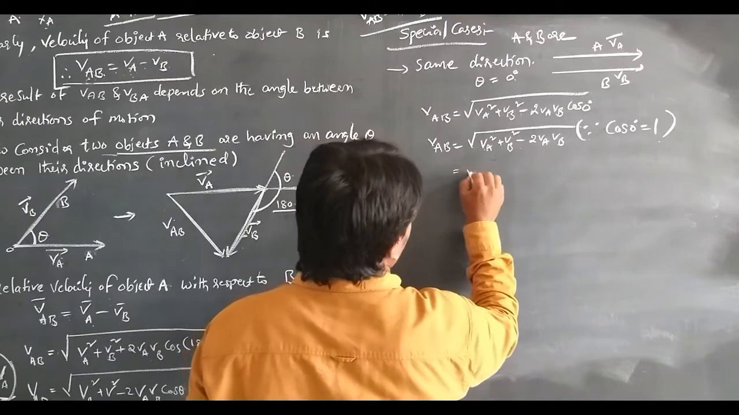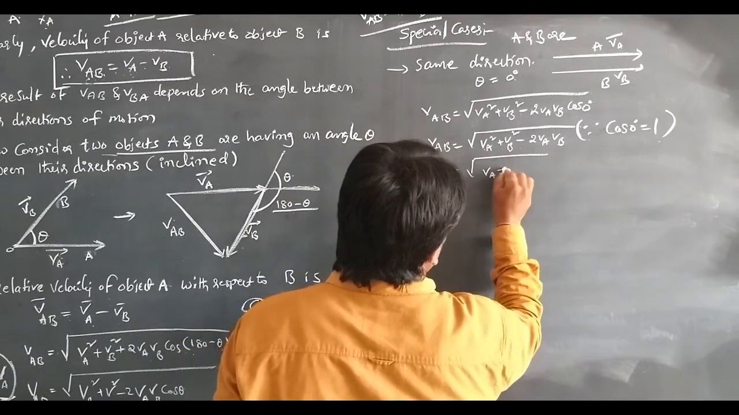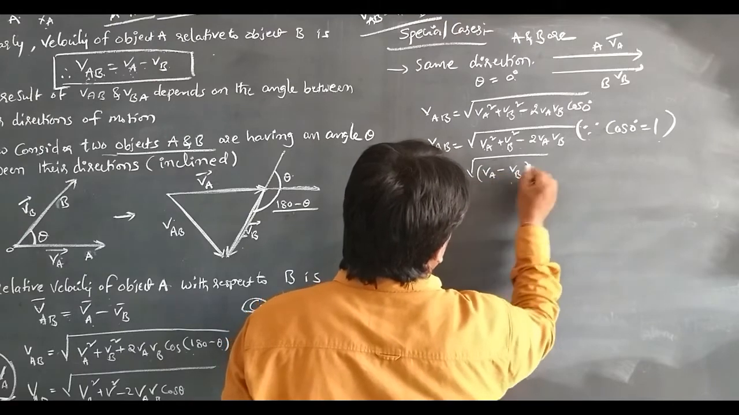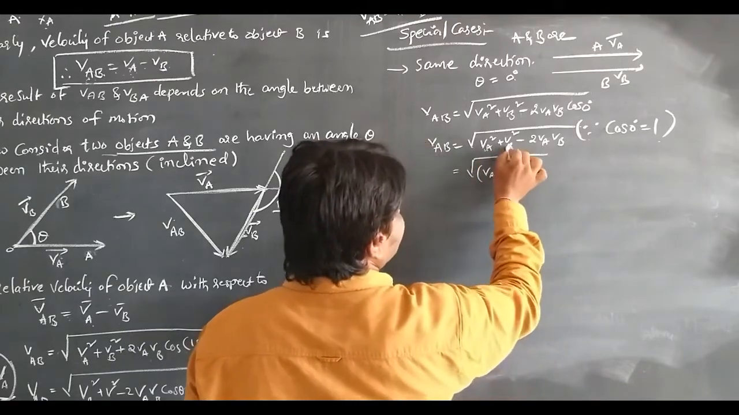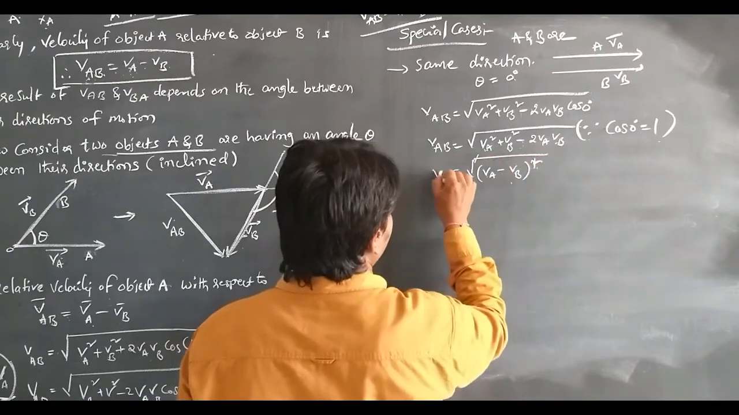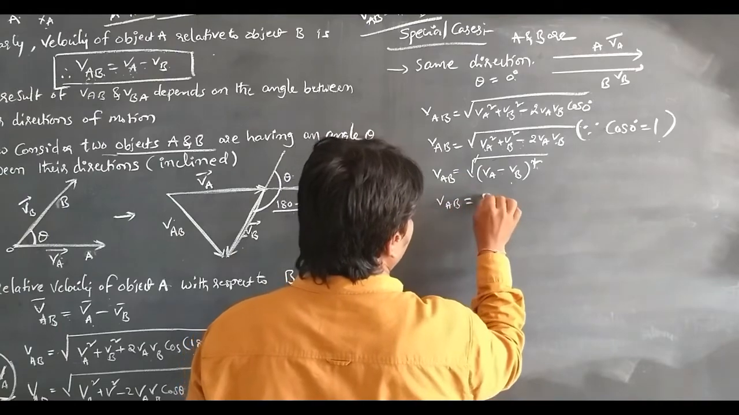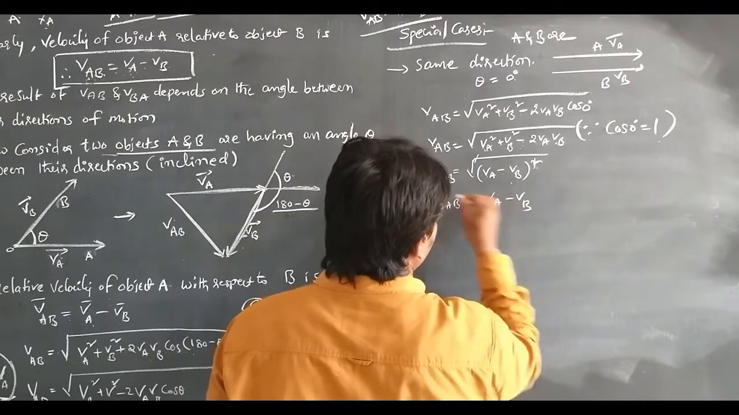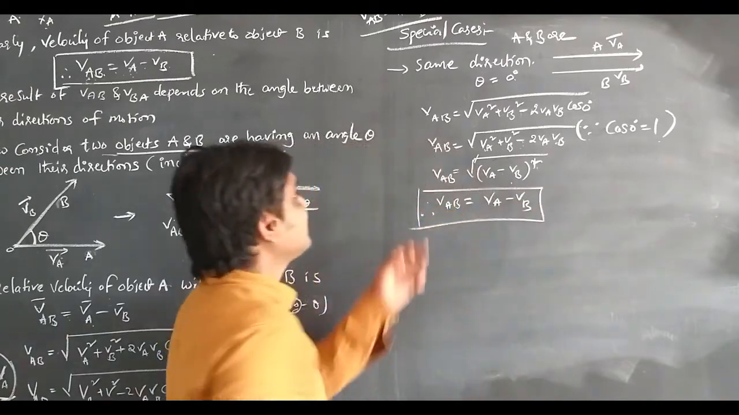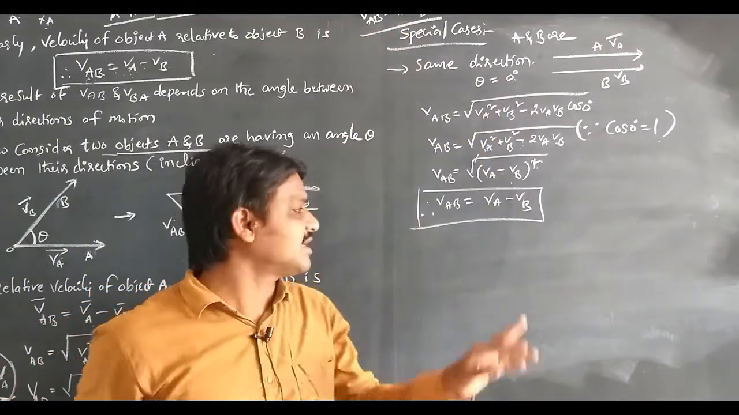So like that we are writing the root of (Va minus Vb) whole square, that is A square plus B square minus 2AB, like that (A minus B) whole square. The square root gets cancelled, so Vab is equal to Va minus Vb. So we got the same equation as earlier. Whenever theta is equal to 0 degrees, we can get the same equation.